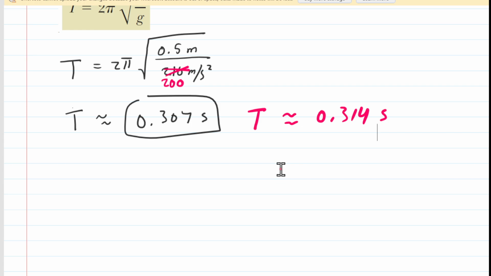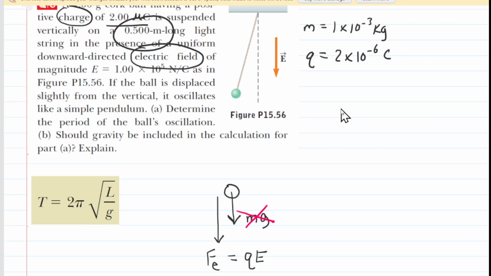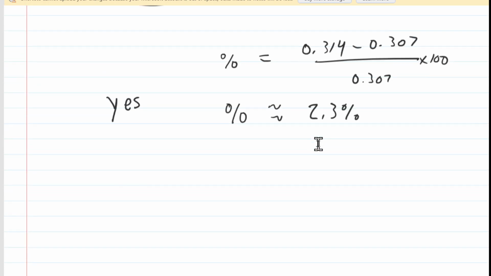We can find a percent difference perhaps to see how significant it is. So we'll do a quick percent difference calculation. We'll take the new period, subtract the original period, and then divide that by the original period, multiply it by 100. And when we do that, we see the percent difference is approximately 2.3%. So that would be considered fairly significant if you have a 2.3% difference in your period. That indeed would be significant. So we could say that the answer is yes for part B, which again asked us, should gravity be included? The answer is yes, because if we don't include gravity, then we get a 2.3% difference in the period.